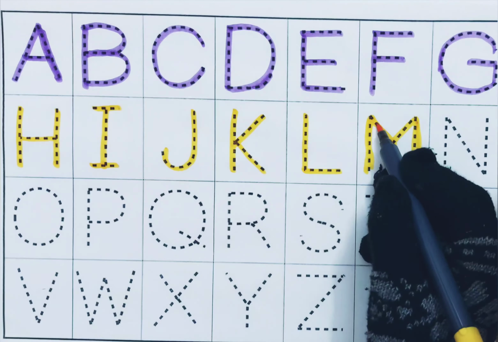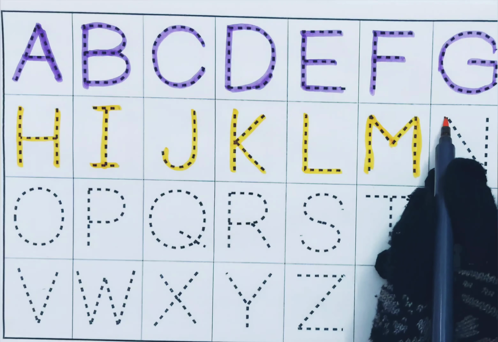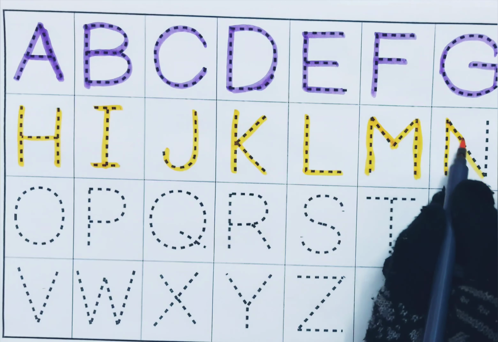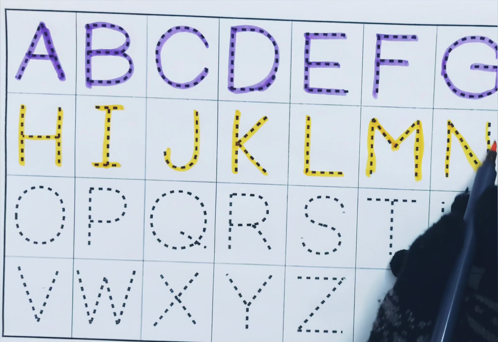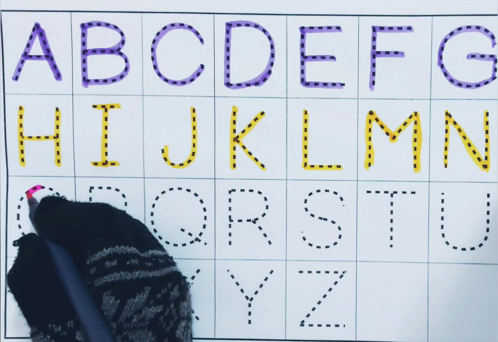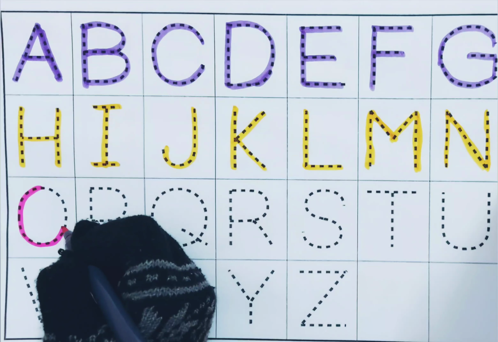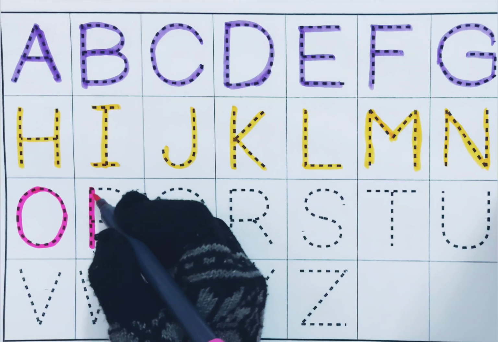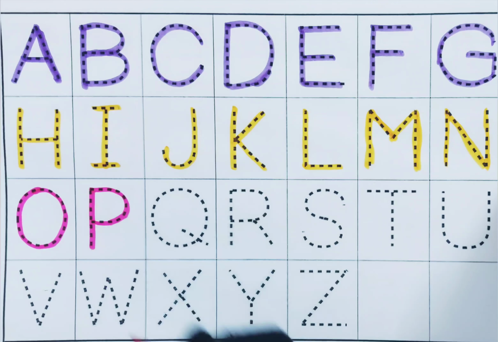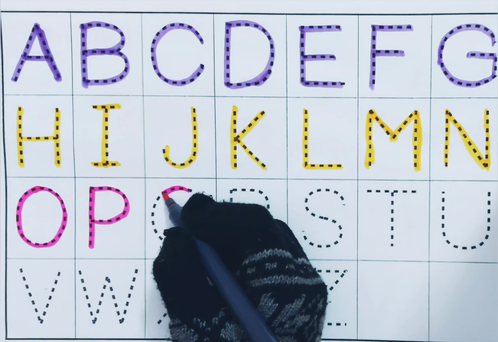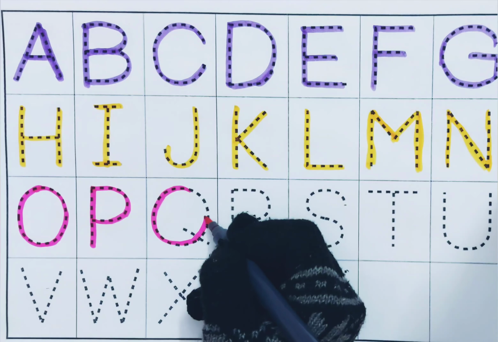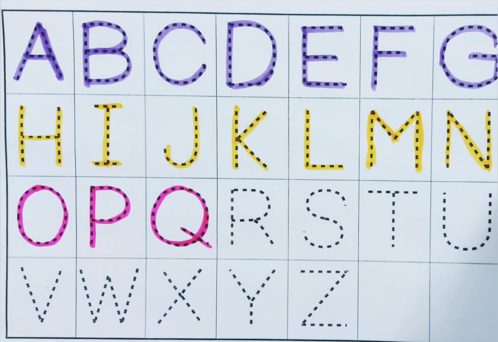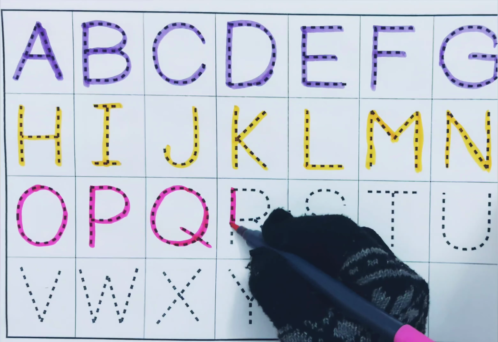M is for mango. N is for night. O is for orange. P is for parrot. Q is for queen. R is for rain.